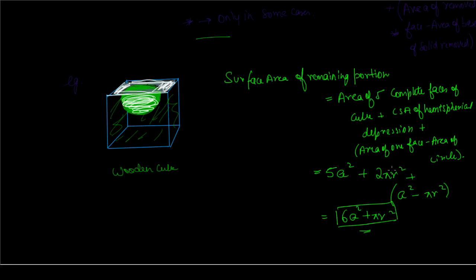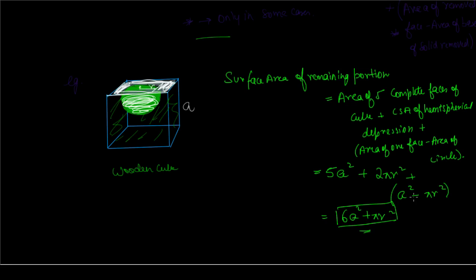So to include that area, you take area of this one face minus area of this circle. Suppose it's some radius r. So area of that circle, you'll get the area of this white shaded region. So let's solve it with the formulas. 5a square, let's assume that its edge is a. So 5a square plus 2 pi r square, the radius of the hemisphere is r. You will be given the radius, right? Plus a square minus pi r square. So you'll get this area, right?